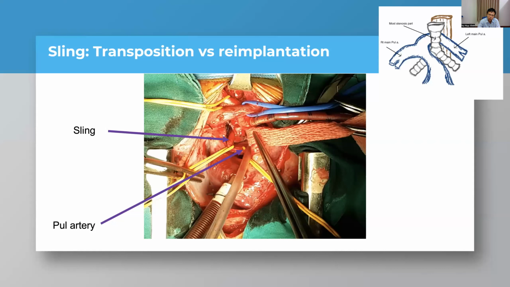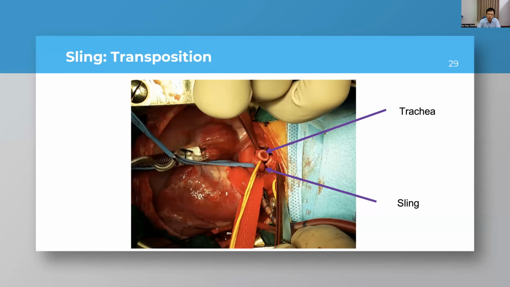For the sling, there are two techniques, transposition and reimplantation. For me, we perform transposition and we never do reimplantation, as we consider reimplantation not a good option for solving the sling problem. That is the transposition technique. We transect the trachea and we bring the sling from behind out in front. And then we repair the trachea. So the pulmonary artery, including the sling, has a new position. That's why they call it transposition.